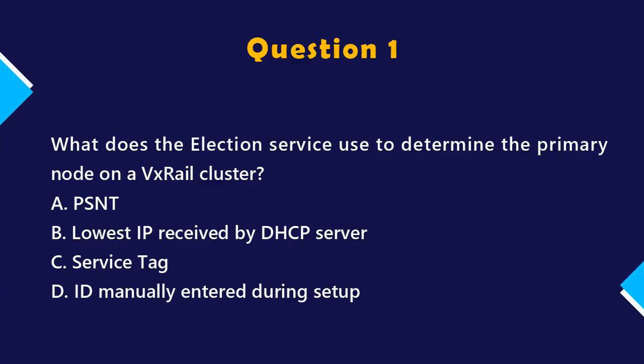Question 1. What does the election service use to determine the primary node on a VxRail cluster? A. PSNT. B. Lowest IP received by DHCP server. C. Service tag. D. ID manually entered during setup.